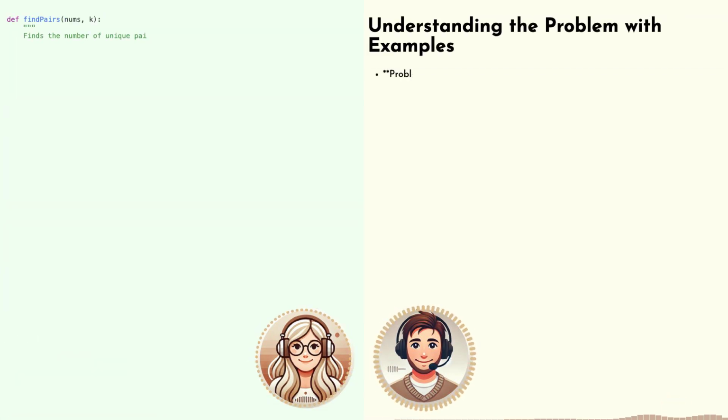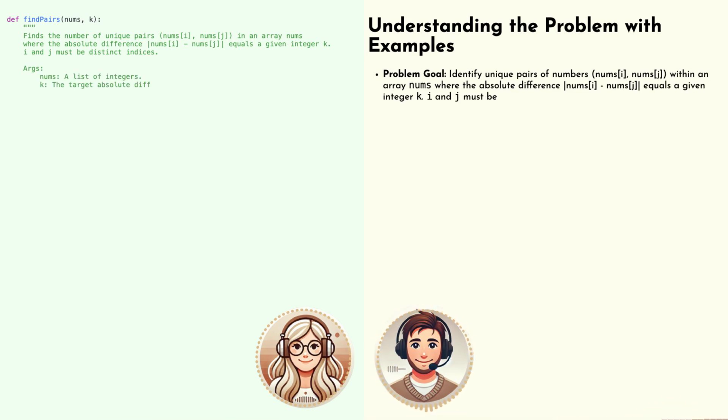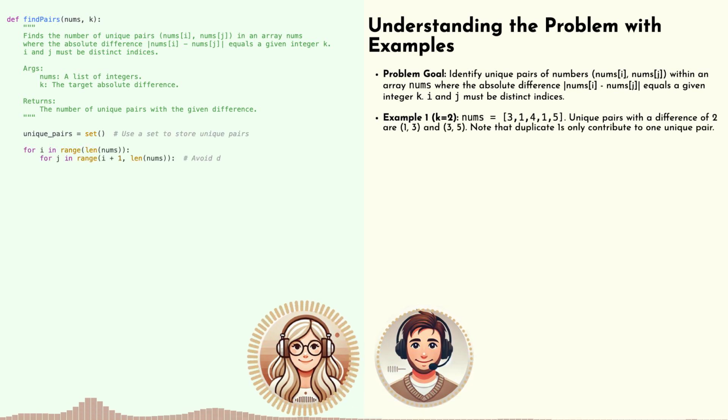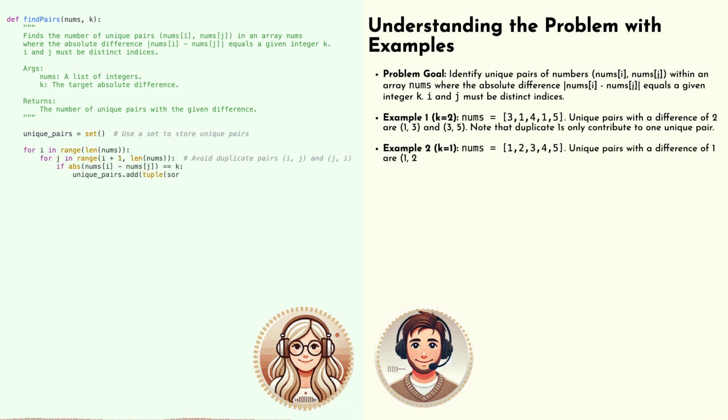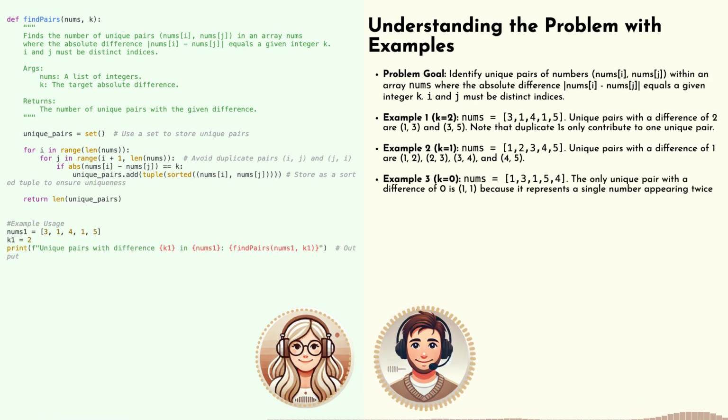Okay, so let's take an example. Let's say our list of numbers is like 3, 1, 4, 1, 5, and K is 2. What pairs would fit the bill? Okay, let's see. We'd have 1, 3, and 3, 5 because their difference is exactly 2, right? Exactly. But there's a catch. We only care about unique pairs.